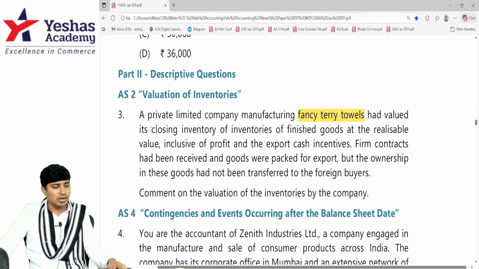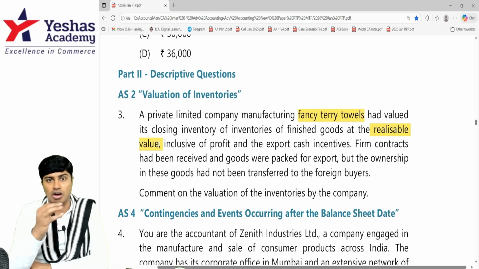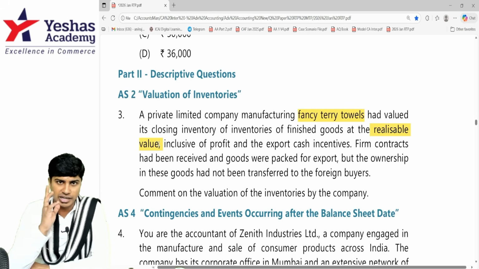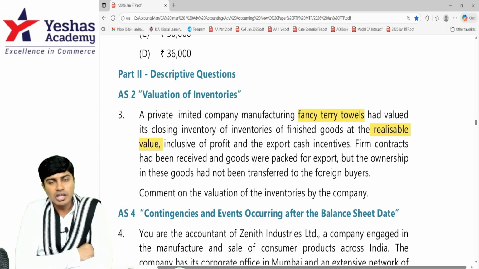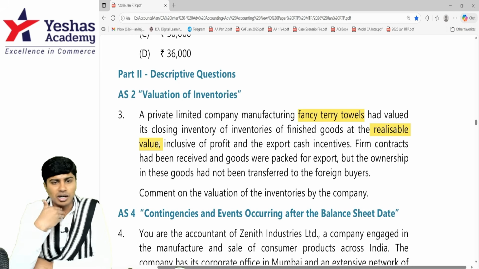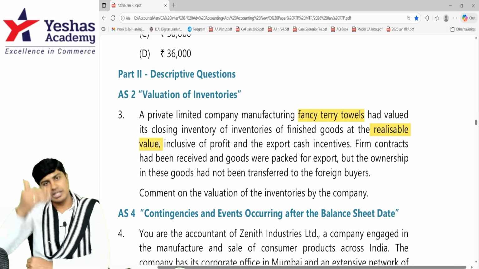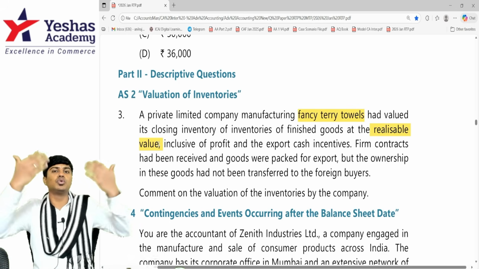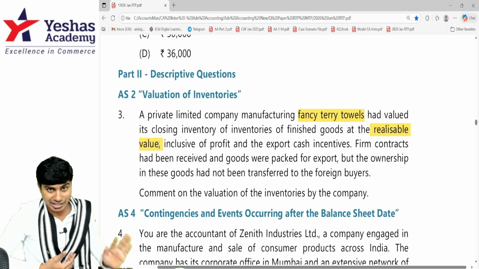It had valued its closing inventory of finished goods at realizable value. This is where the problem starts. As per accounting standard 2 paragraph 5, inventory should be valued at cost or net realizable value, whichever is less. They are fancy terry towel, no? So they recognized it at realizable value. Realizable value would be the value if it is lesser than cost. And that too, we should not straight away take realizable value. We should compare it with the cost, and if realizable value is less, meaning we are foreseeing the future loss by conservative approach and reducing the inventory to FMV. That is the correct accounting treatment.